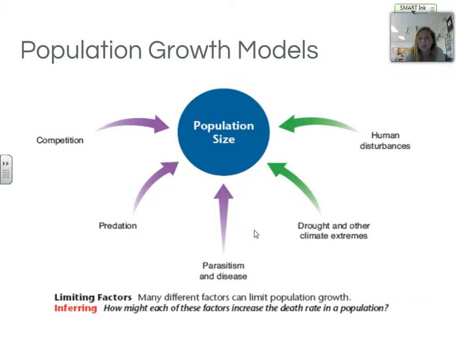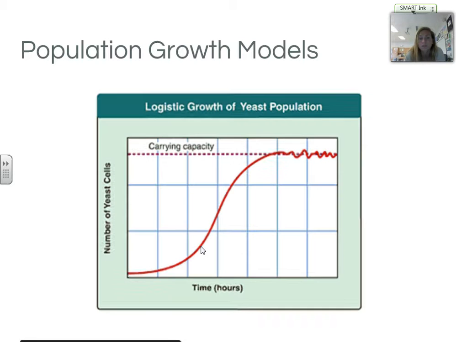Some things that would be applying that resistance would be competition among organisms, predation, parasitism and disease, drought and other climate extremes, and human disturbances. And we will be in class basically pointing out which ones of these are density dependent and which ones are density independent. And we did already, of course, talk about them in the lecture.